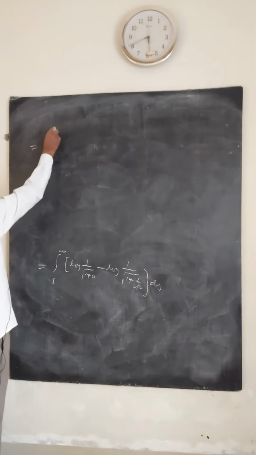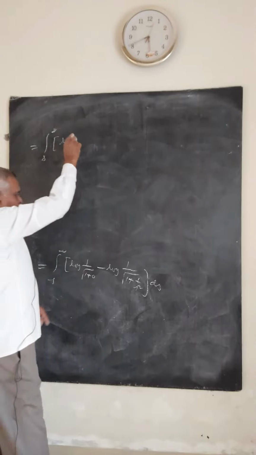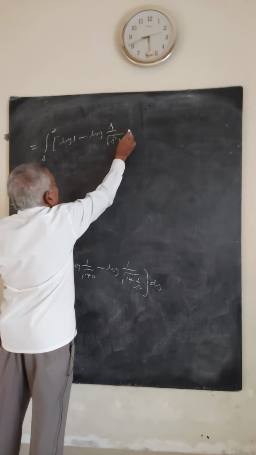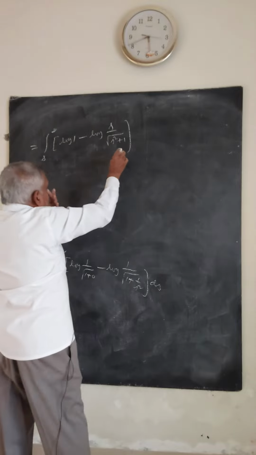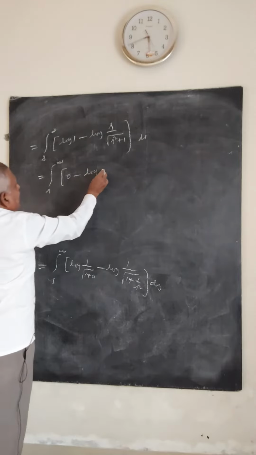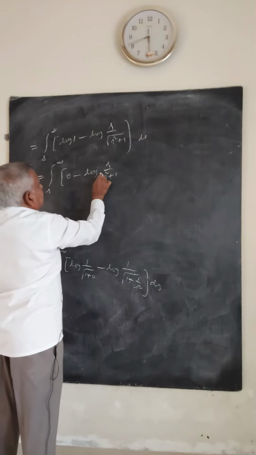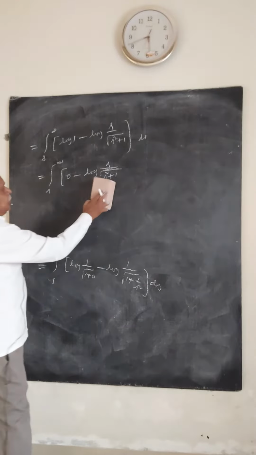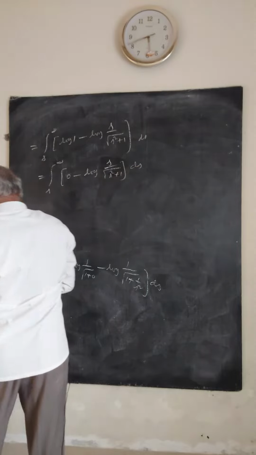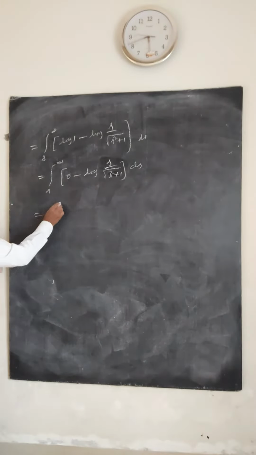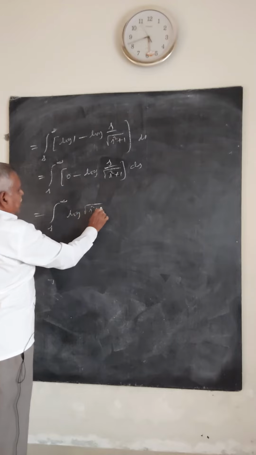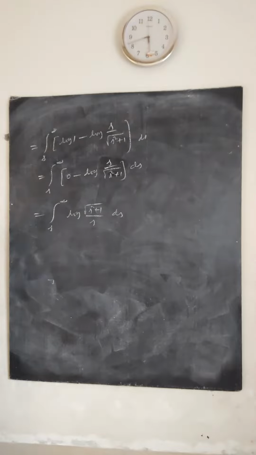Equal to the limit as s tends to infinity of log 1 over root of s squared plus 1, minus log of s over root of s squared plus 1. We have already done this, and the limit is applied to the integral ds. Log 1 is 0, so we get minus log of s over root of s squared plus 1, s divided by root of s squared plus 1 ds. Now we have to integrate this.